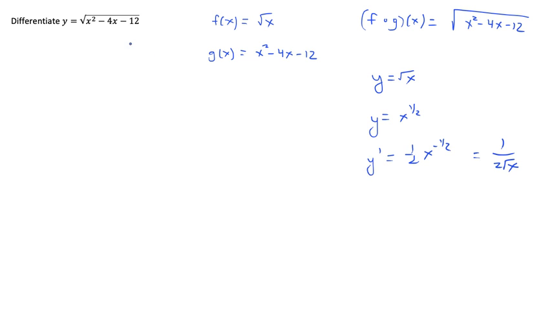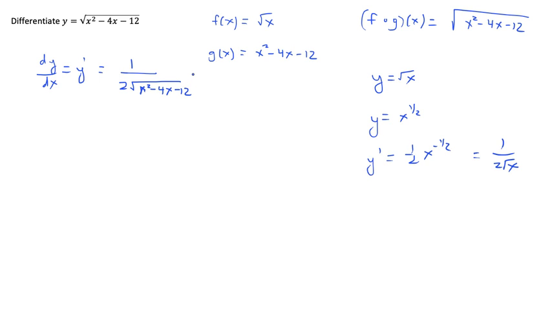Okay, but the difference is in this case, because of this composite function, because of the inner function, we have to take the derivative and multiply by the derivative of this also. So dy dx, or y prime, same notation. What we're going to do is take the derivative of the outer function here, which is the radical x. So we know what that is. It's 1/2 radical x squared minus 4x minus 12.